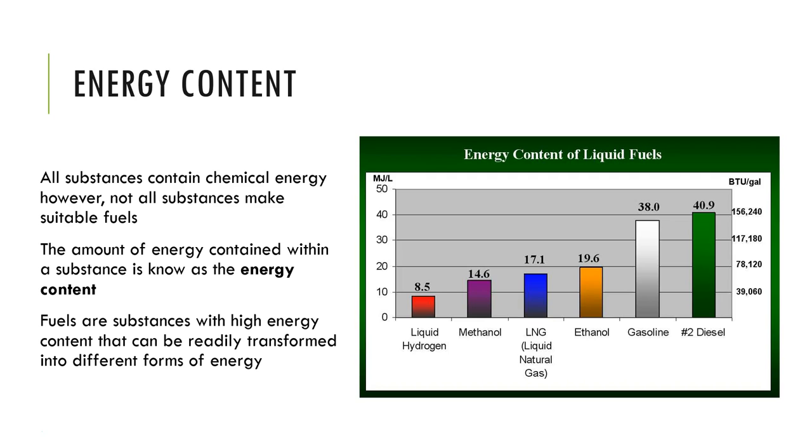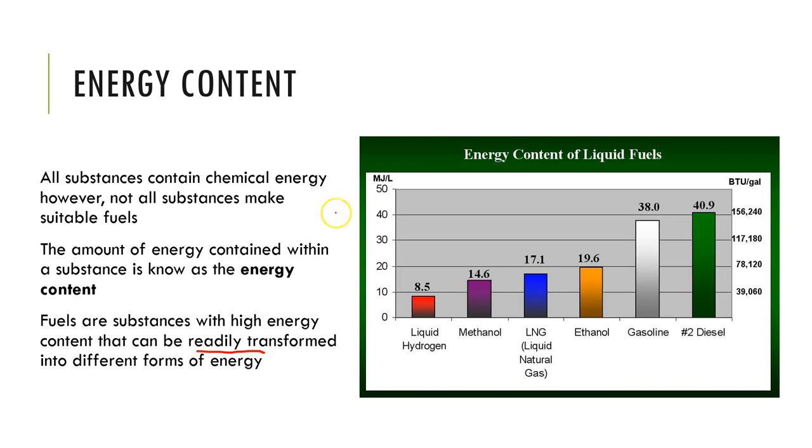All substances that we're looking at, particularly fuels, contain chemical energy. So this is chemical potential energy. The amount of energy contained within a substance is its energy content. Fuels are substances with a high energy content. They have that high chemical potential energy that can be readily transformed into different forms of energy. So we can access this energy easily, and they have a high amount of energy relative to that substance.